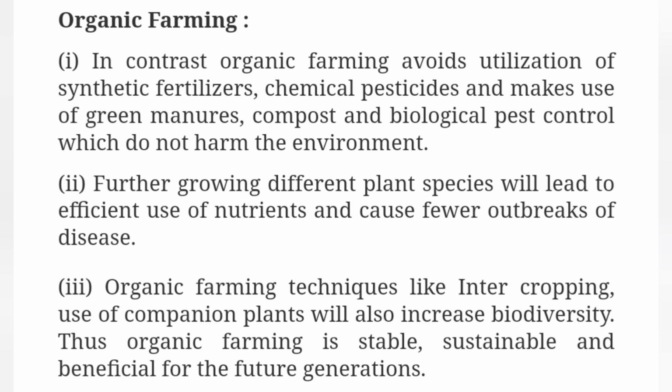Organic farming. First point, in contrast, organic farming avoids utilization of synthetic fertilizers and chemical pesticides and makes use of green manures, compost and biological pest control which do not harm the environment. Second point, further, growing different plant species will lead to efficient use of nutrients and cause fewer outbreaks of disease. Third point, organic farming techniques like intercropping and use of companion plants will also increase biodiversity. Thus, organic farming is stable, sustainable and beneficial for future generations.